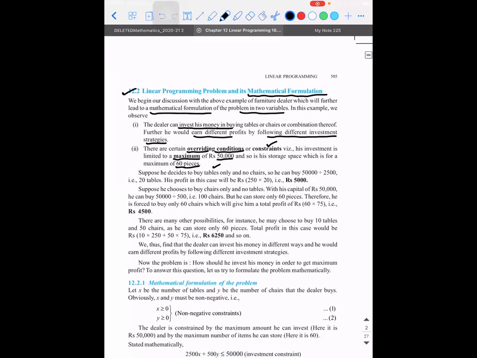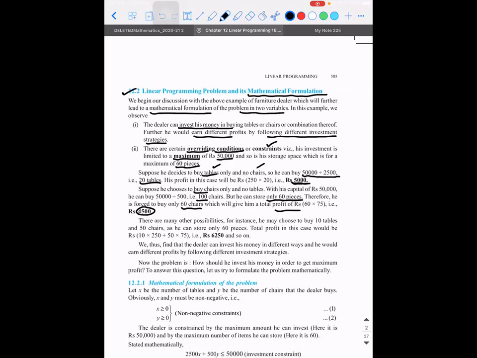Suppose he decides to buy tables only and no chairs, so he can buy 50,000 divided by 25,000. So he can buy 20 tables. Suppose he chooses to buy only chairs, he can buy 100 chairs. But what is the problem he's going to face? He cannot store them, right? He can store only 60 pieces. Therefore, he is forced to buy only 60 chairs, which will give him a profit of rupees 4,500. So when this kind of process goes on, see, for example, if he's buying only tables and selling them back, he's making a profit of 5,000.